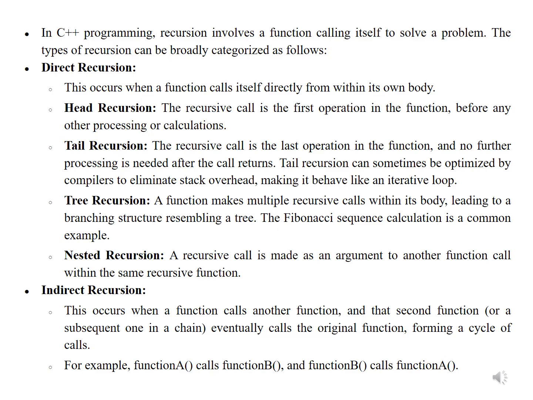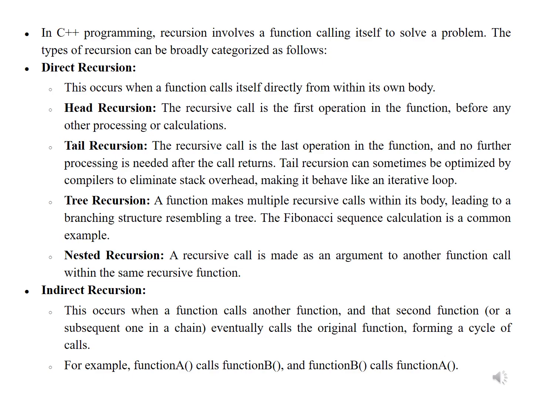Tree recursion: a function makes multiple recursive calls within its body, leading to a branching structure resembling a tree. The Fibonacci series calculation is a common example. Nested recursion: a recursive call is made as an argument to another call within the same recursive function.